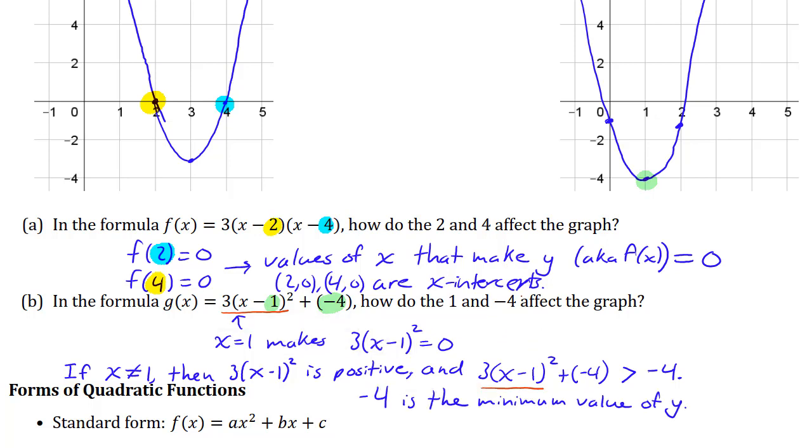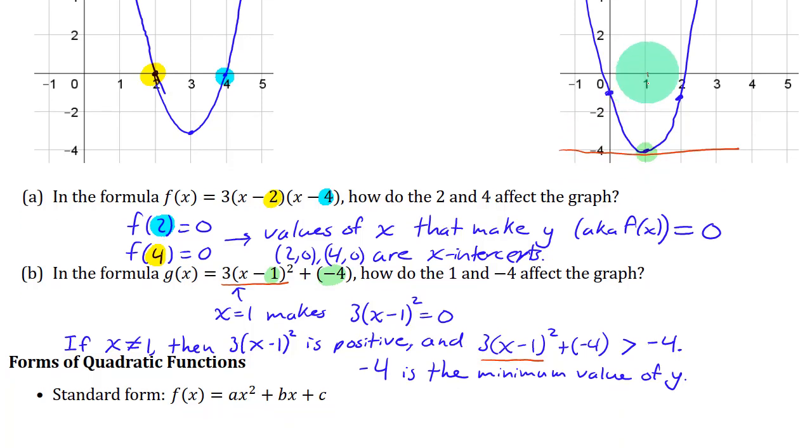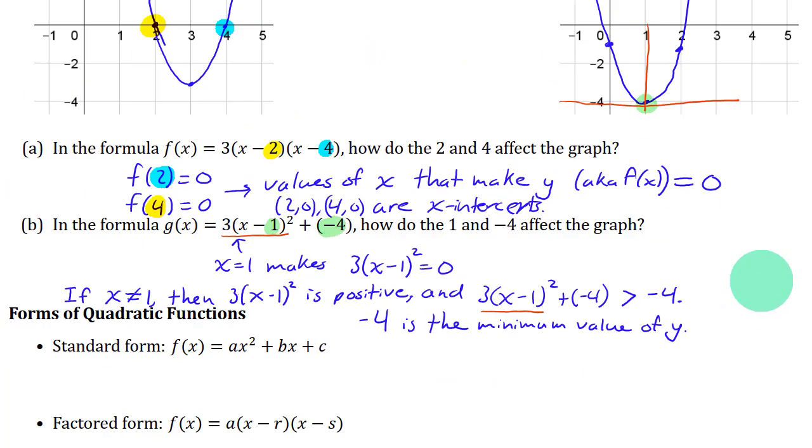Another way to say that -4 is the minimum value of y when x is 1 is that that point is the vertex of the graph.